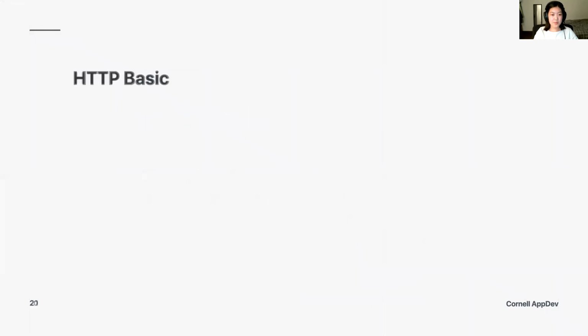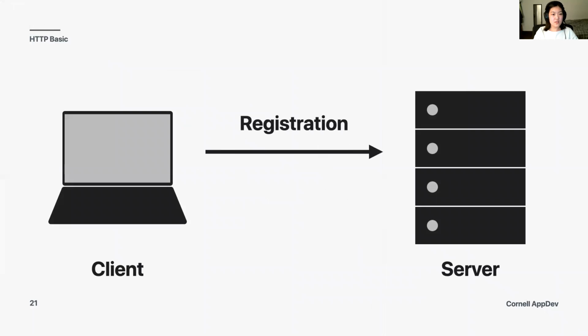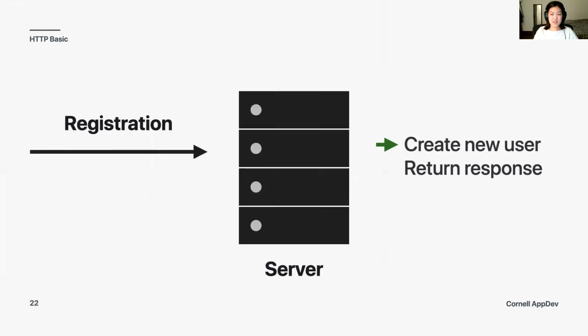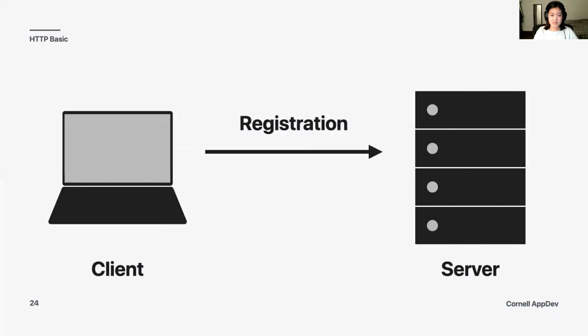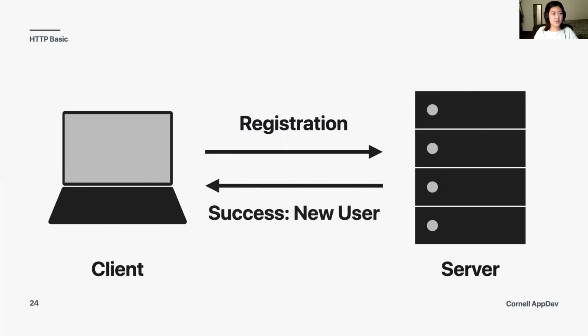So to give a timeline of what this looks like, first you register. You as a client will be like, hey, I'm abc123@cornell.edu. My password is something. So these credentials would be sent to the server. The server will create a new user, and then it will return a response. And it'll be like, hey, you are a new user. Here's some information about your new user.